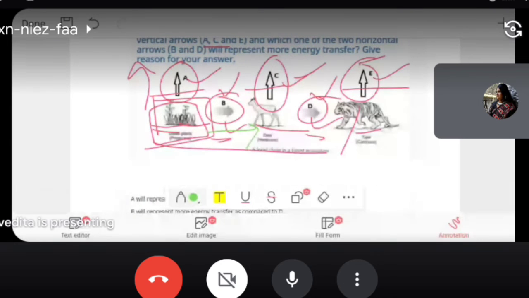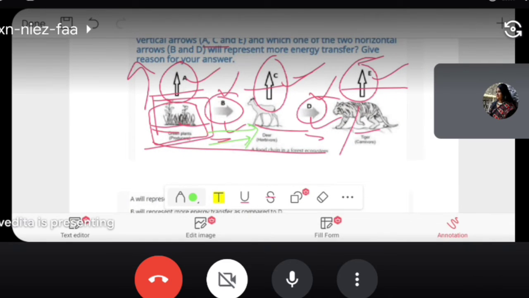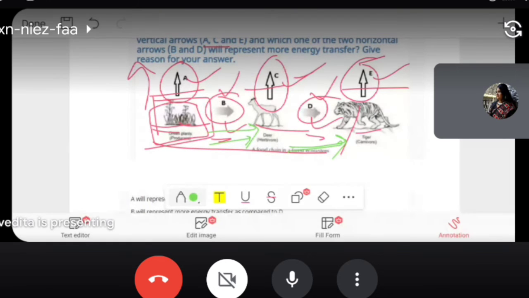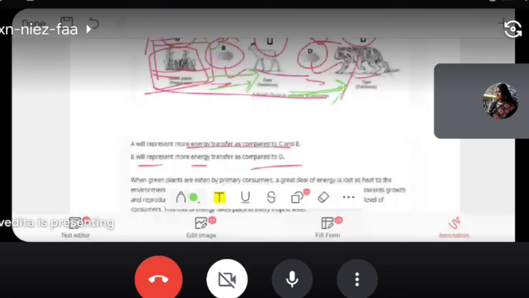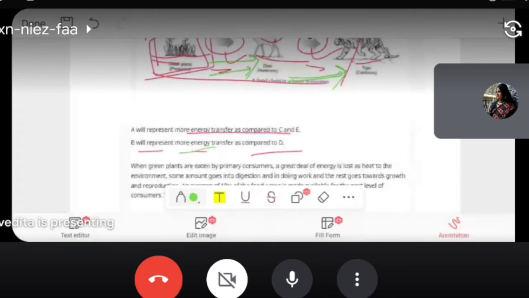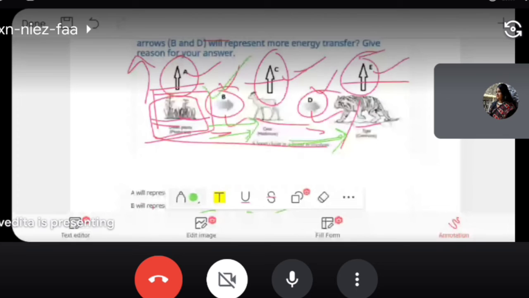So a higher amount of energy is transferred in this condition, and from the deer the tiger is getting the energy. Here one step jump came, so that's why the energy consumption will be lower. So B will represent more energy transfer as compared to D. Have you understood this or not? If you have not understood, then I will tell it again.